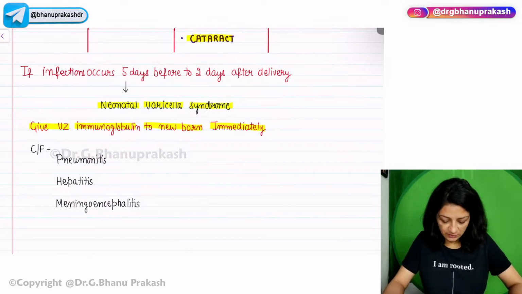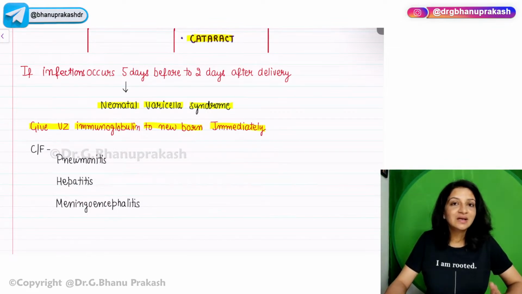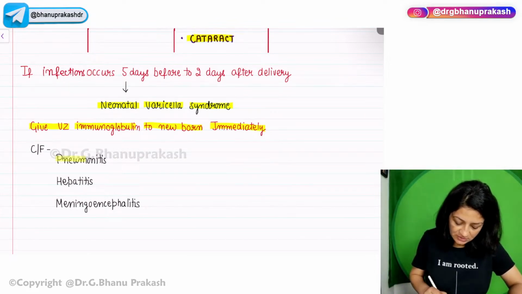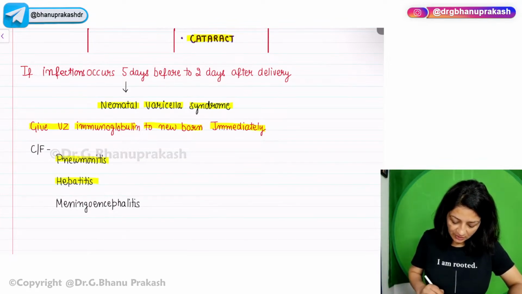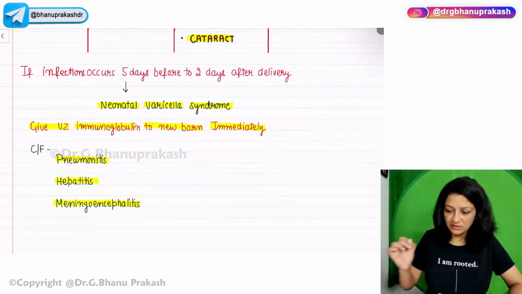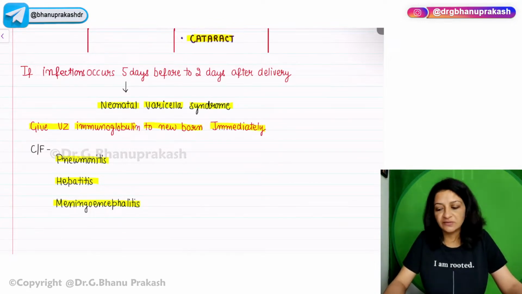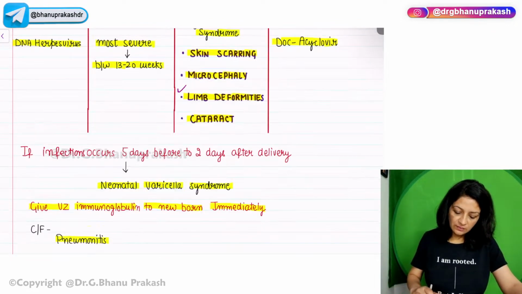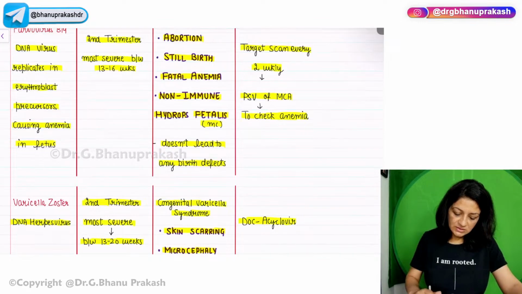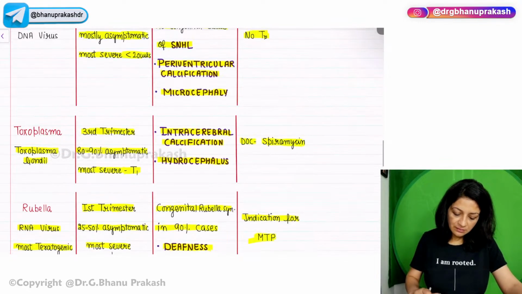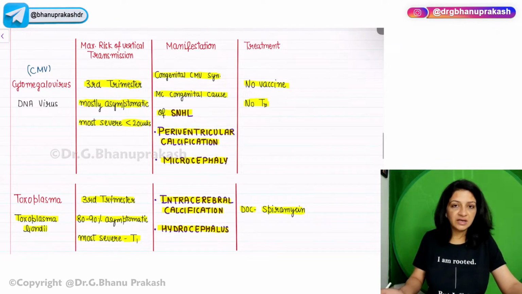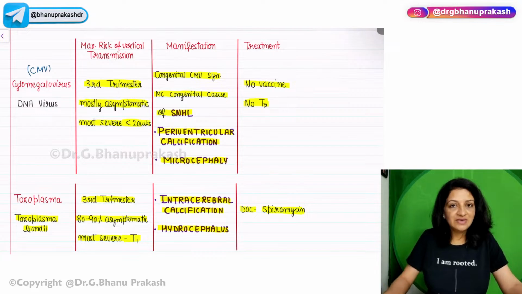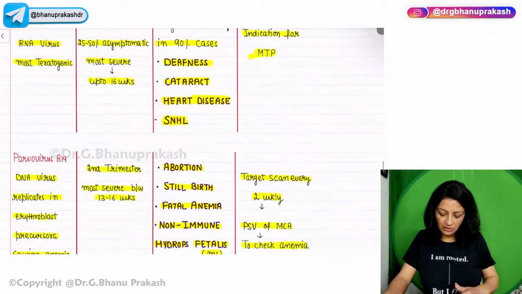Okay, and what are the clinical features? Pneumonitis, hepatitis and meningoencephalitis. So just remember the maximum risk of vertical transmission, manifestations and treatment of infections.